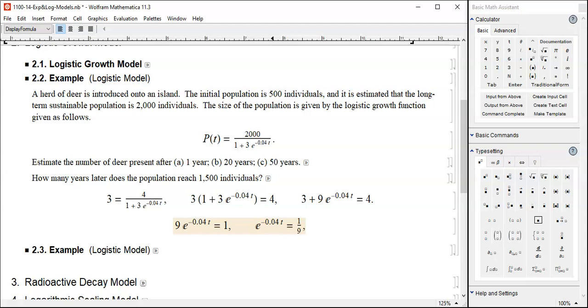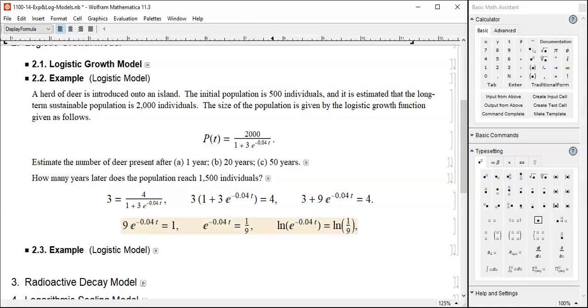Now, we solved with respect to exponential. What's next? We have to remove the exponential. We do it by taking the log. Here in lesson 14, just consider natural log. In this case, it is going to be natural log, of course, because we have natural exponential here. So no problem there. e to the negative 0.04t is equal to log of 1/9. And the log and exponential cancel each other out.